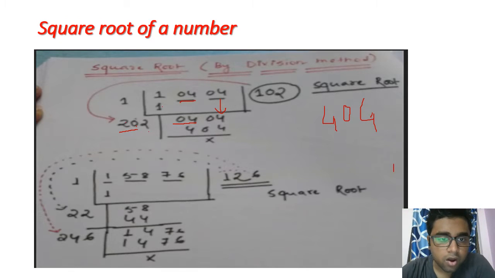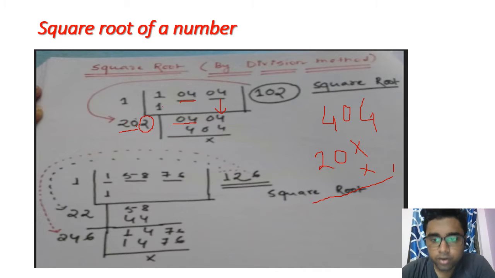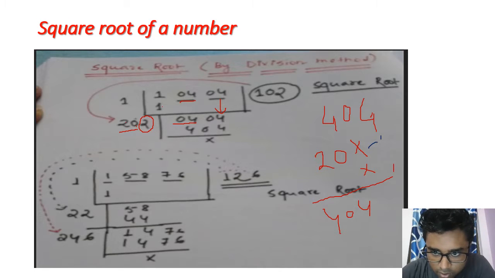404. Now we have to put some number here so that if we multiply that number with x, I'm again writing 20 some number x and multiply that number with x. We need to have 404. So what should be the number? This should be 2.